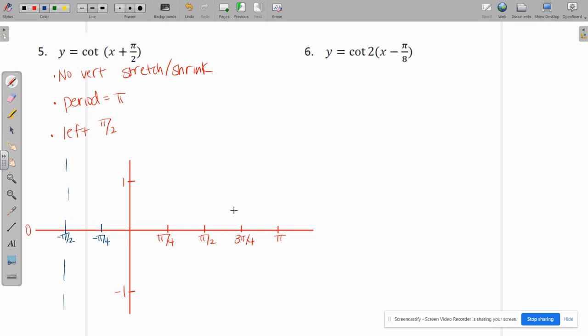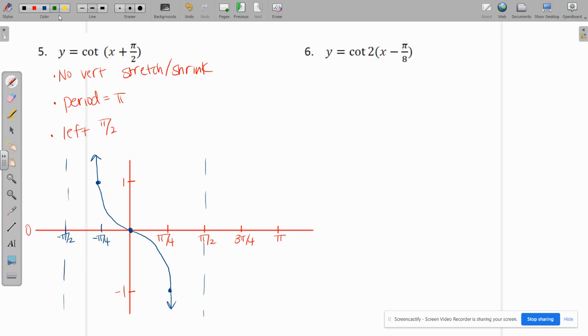And typically it would be here. Left 2 means our vertical asymptote would be here. And the graph goes down from left to right. So negative pi over 4, 1; 0, 0; pi over 4, negative 1. And then you just want to connect those. And again, check your points, check your coordinates to make sure that those actually work.